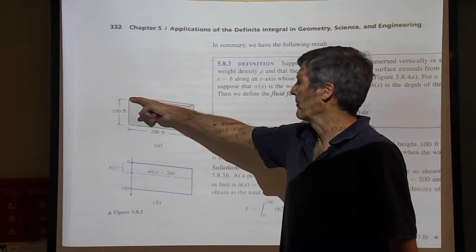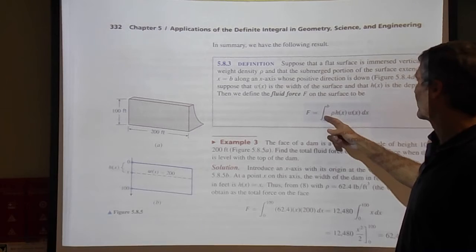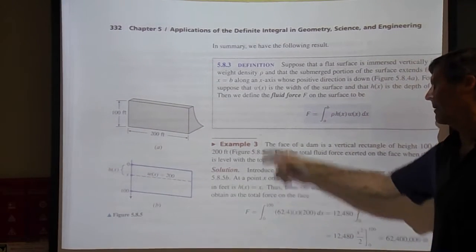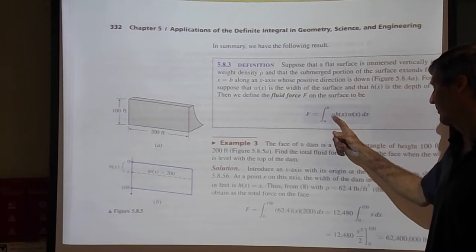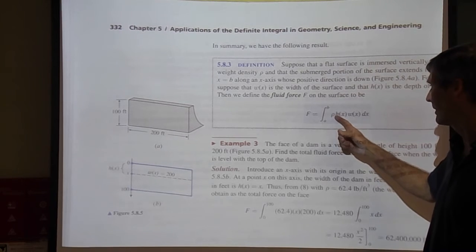We're going to integrate from 0 to 100. We're supposed to integrate rho h w, from the top down to the bottom. 62.4 pounds per cubic foot is the weight density of water. That's different than mass density, right?